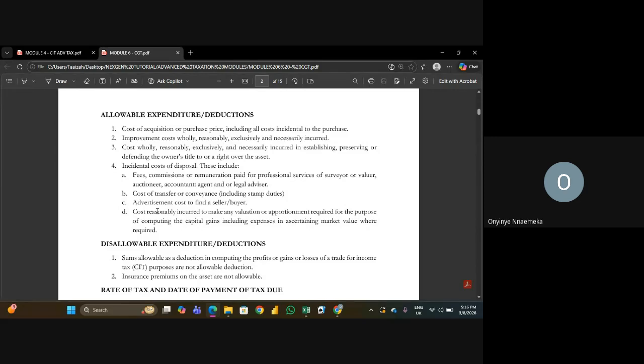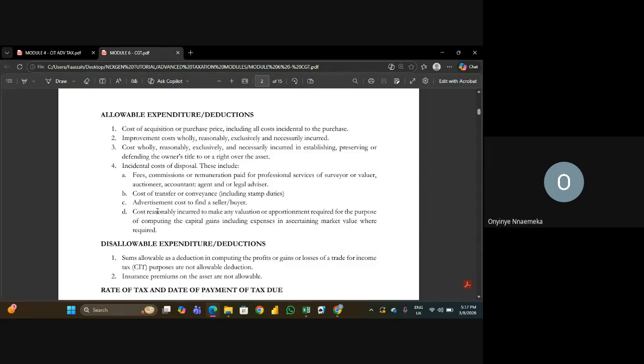Incidental cost of disposal. Now they give you examples of incidental cost of disposal. We have the fees, commission, and remuneration paid for professional service of a valuer, surveyor, auctioneer, accountant, agent or legal advisor. Any of these people, if you seek their service and you paid for them because of that particular asset, is allowed. You are allowed to remove the expenses.